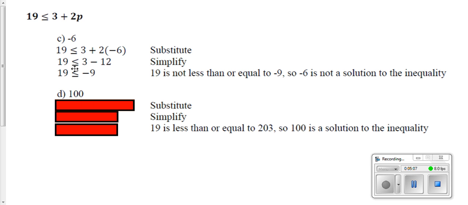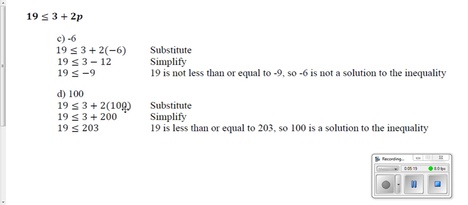100, we substituted in there in place of p, and they do the multiplication here first. 2 times 100, 200, and then 200 plus 3. You can put it all into your calculator at once. Now it says 19 is less than or equal to 203. That's true. So this number, 100, is a solution to that inequality.